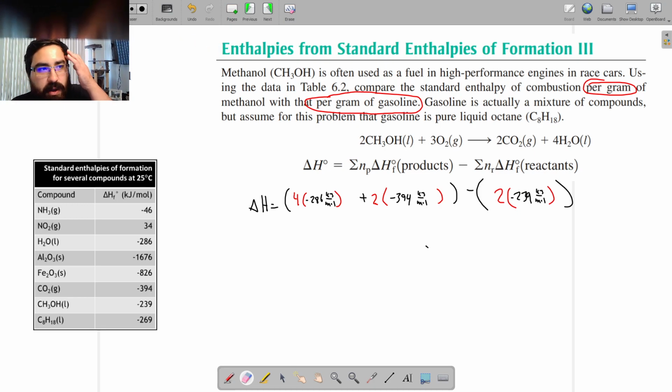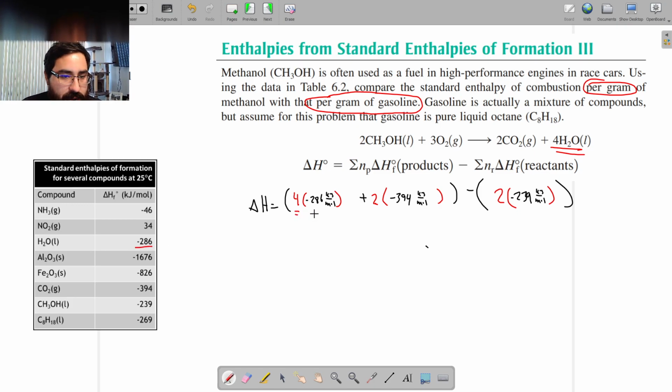Well, let's take a look. Remember that our delta H is products minus reactants. So the product is 4H2O, so I have the 4 here, and I have the value of H2O written out. There's 2 CO2s, so I write down 2 times that value right there. Now I subtract and I check the reactant side. The reactants, I have 2 methanols and 3 oxygens, but I don't include oxygens because they are in their elemental state. So the value for it is 0, so I don't bother writing it out.